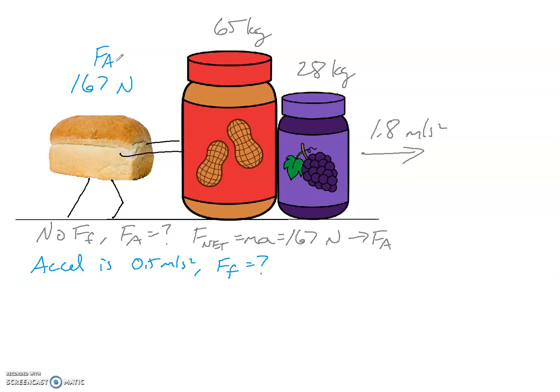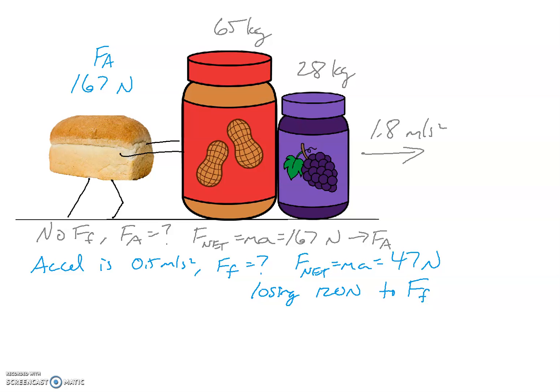My net force isn't going to be the same thing anymore. If I do my net force, F equals ma, with my new acceleration, I get a force of, give or take a little bit, around 47 newtons. So let's see, I've got 167 trying to move it. I'm only getting 47, so I'm losing 120 newtons. Okay, so I must be losing 120 newtons to the force of friction.